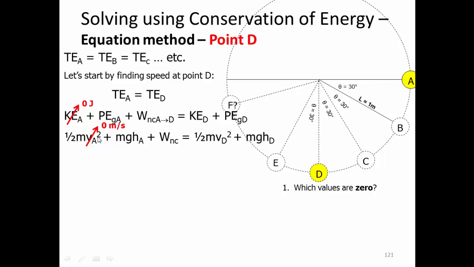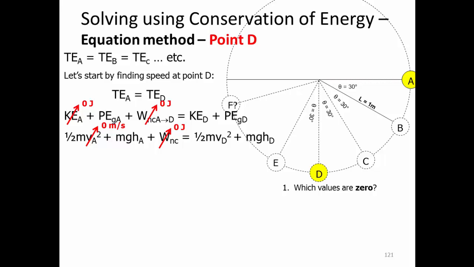Secondly, we've got a height at point A. Our height at point A is not zero, so that stays in. Let's look at work non-conservative. Do we have any friction going on here? Do we have any air resistance? Are we scraping against the board as it falls? Is it making any sound? Is it vibrating anything? Let's assume that all those are negligible, so I'll zero that out.